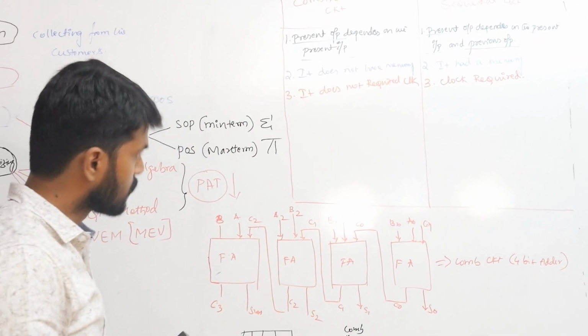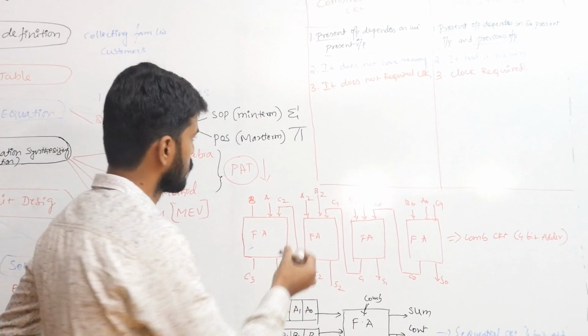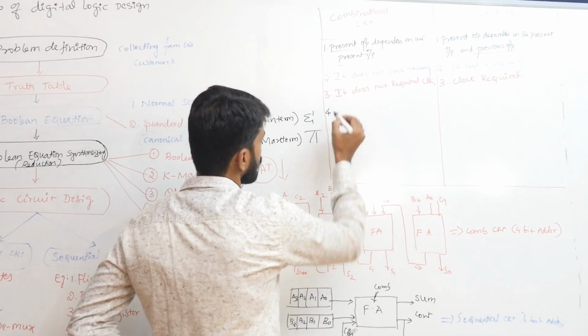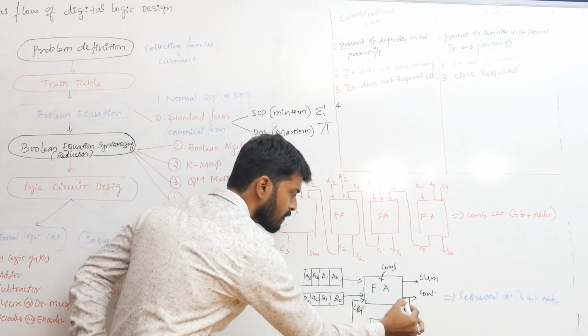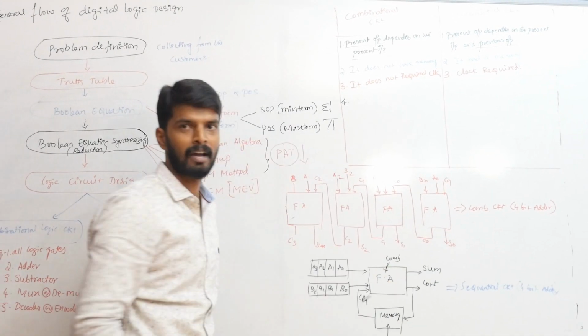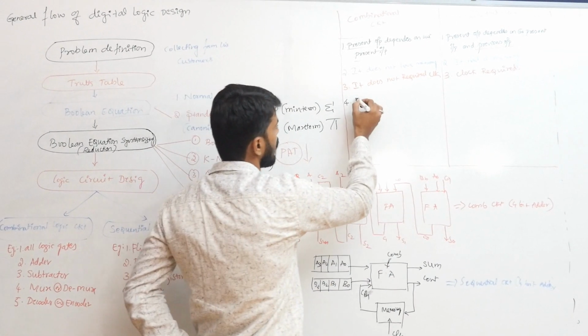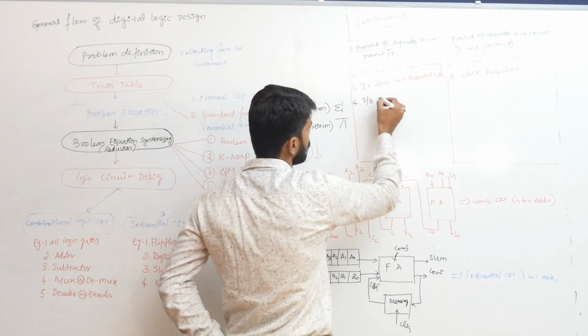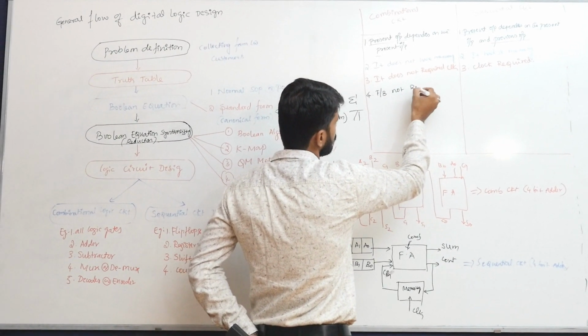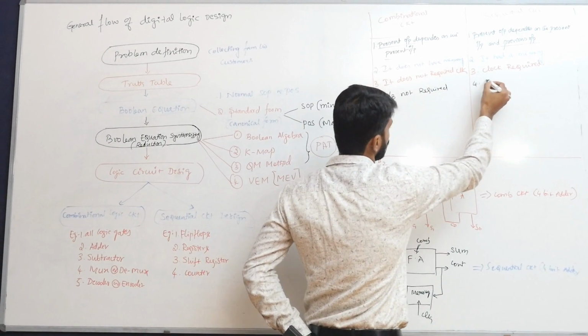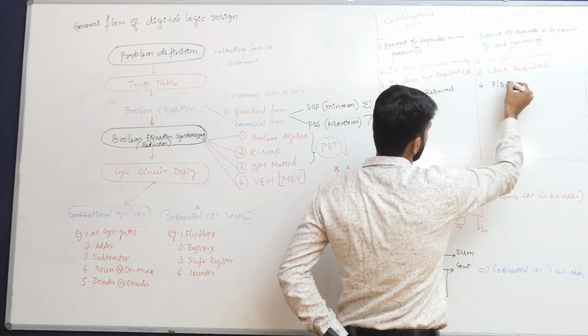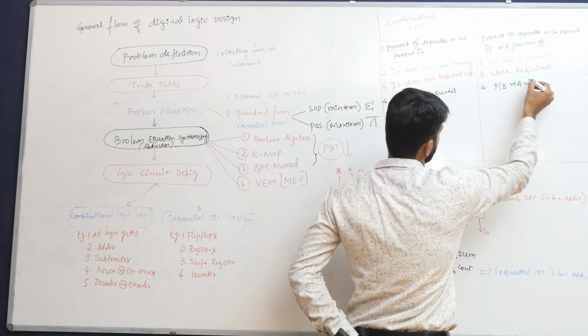And the fourth difference is, it doesn't have any feedback, but in case of sequential circuit it has a feedback. Feedback not required here. Here we need a feedback. Feedback required.